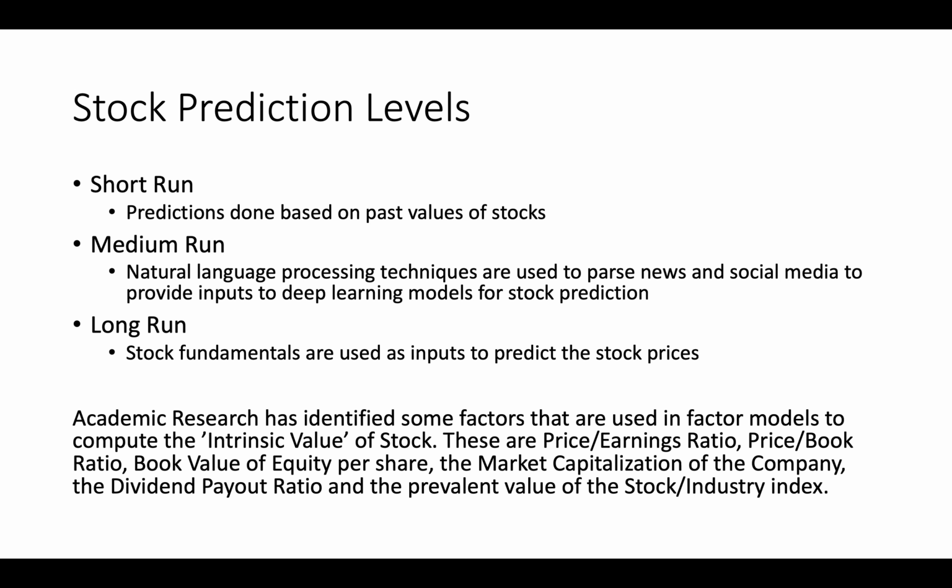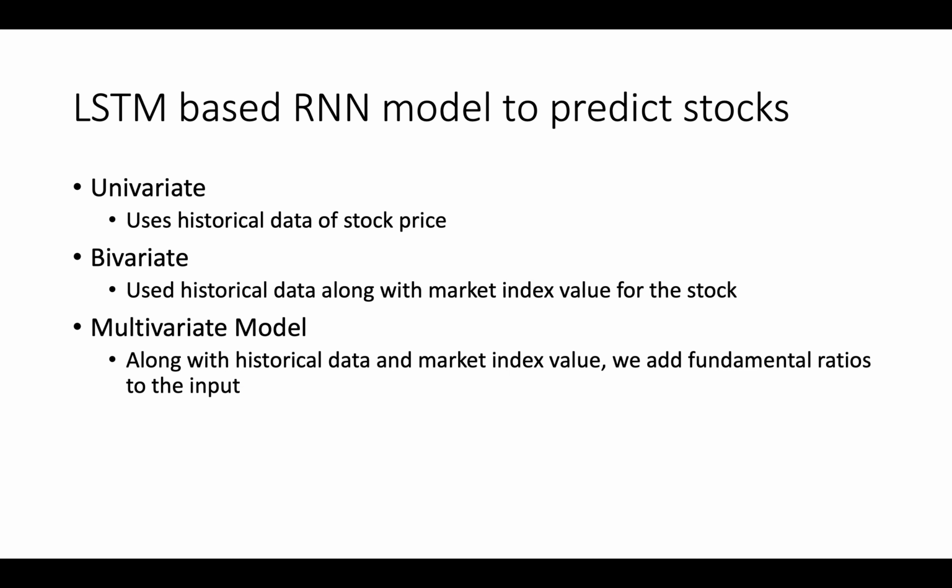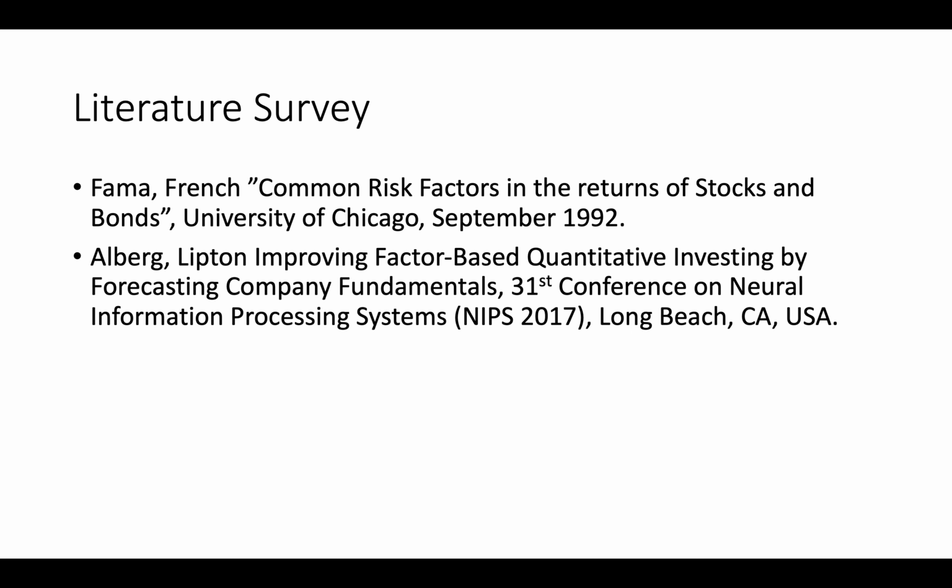I've compared a univariate LSTM based model, which predicts based on stock prices as a single input, with a bivariate model, which takes historical stock price data along with the stock market index value. And the main model on which I've put focus is the fundamental model, which takes fundamental parameters also as input features.